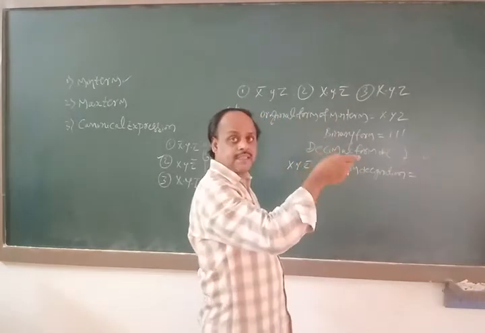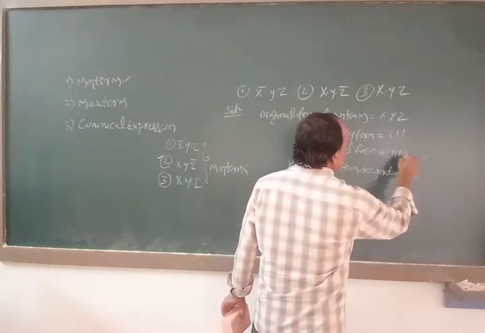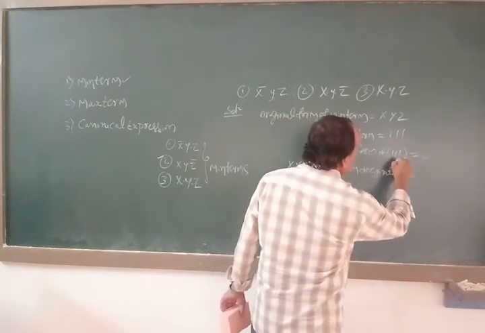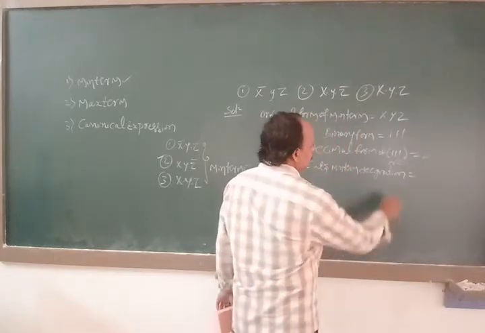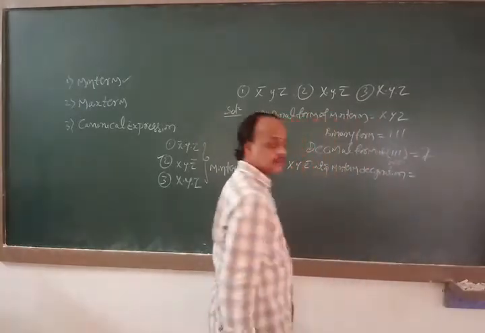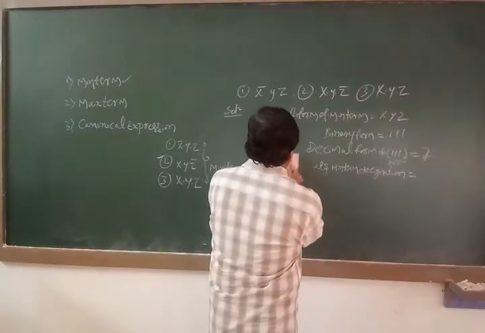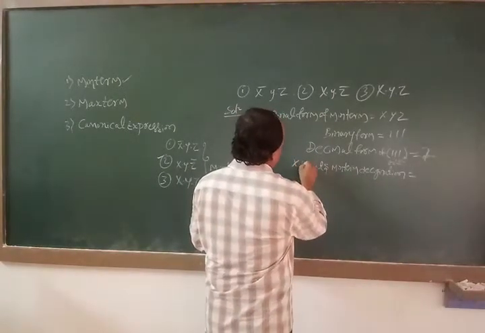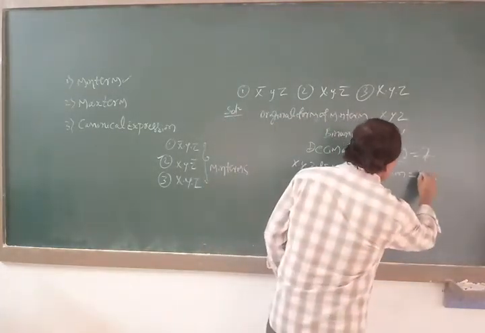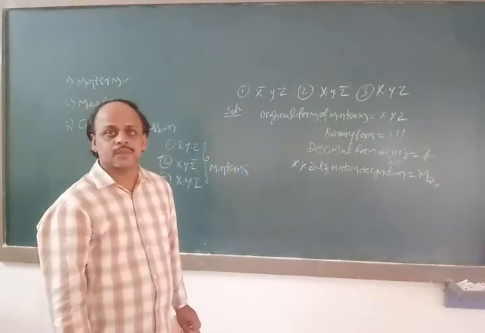Next, find its decimal equivalent, that is, the decimal form of 1, 1, 1. How to write? 2 power 0, 2 power 1, 2 power 2. That is 1 plus 2 plus 4, which is 7. Right? 7. So x into y into z, its min term designation is m7. M7 is the answer.